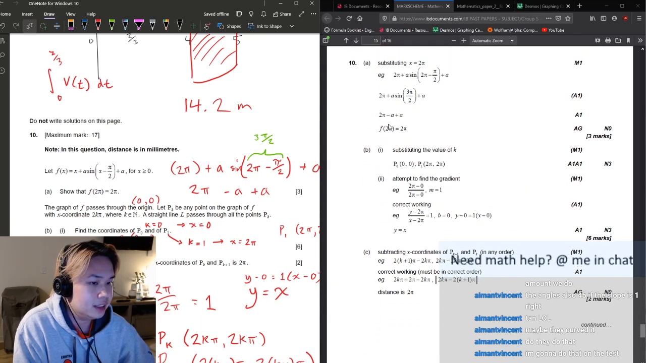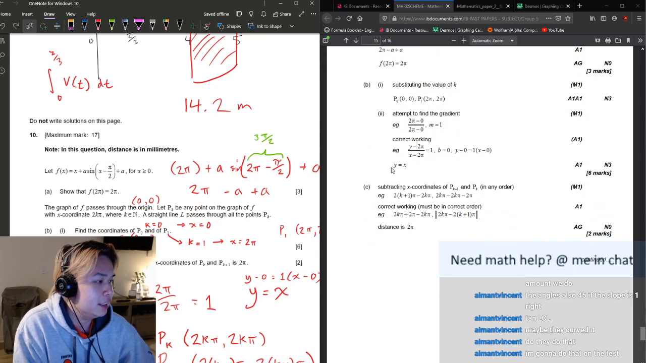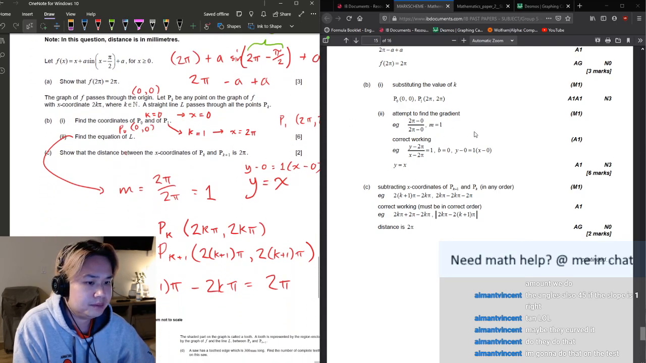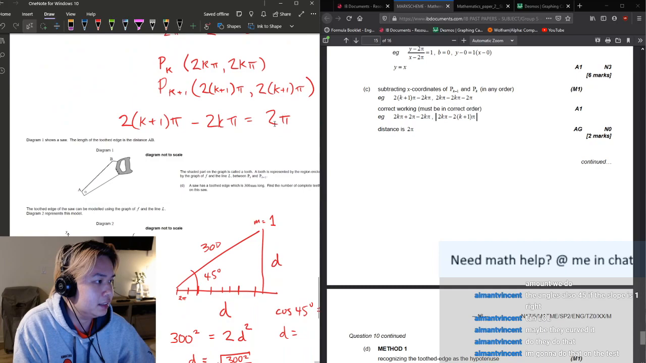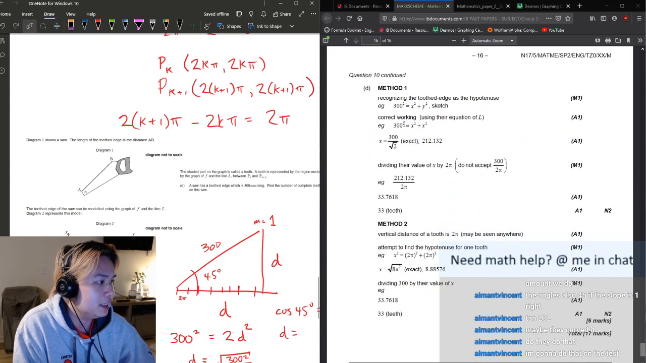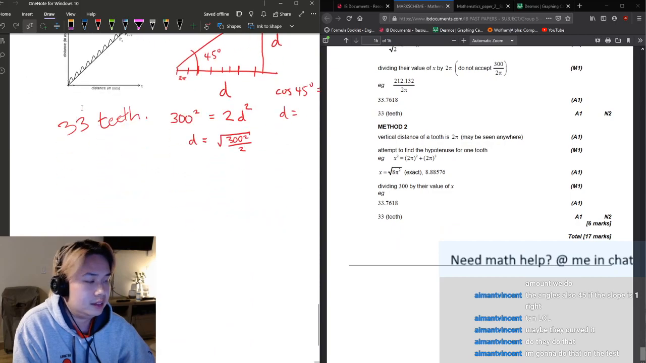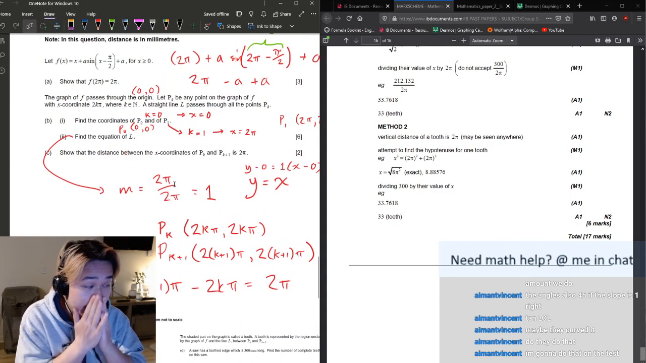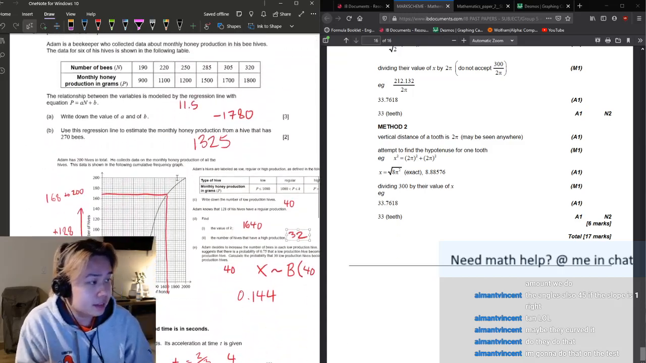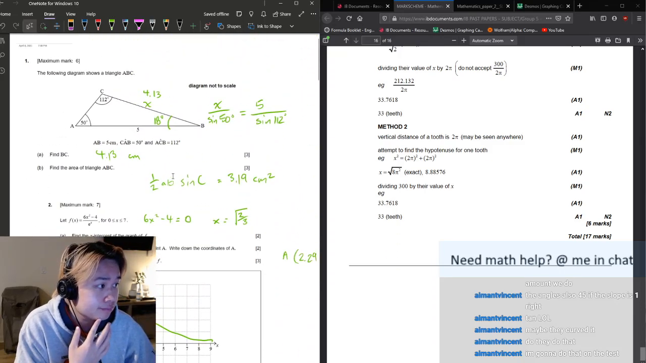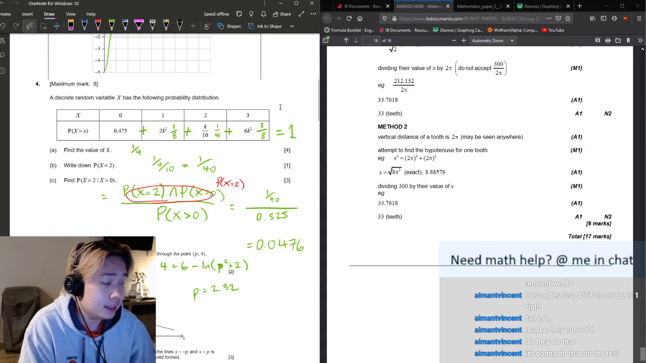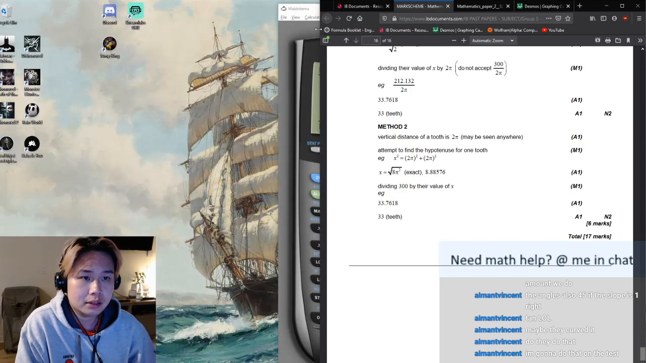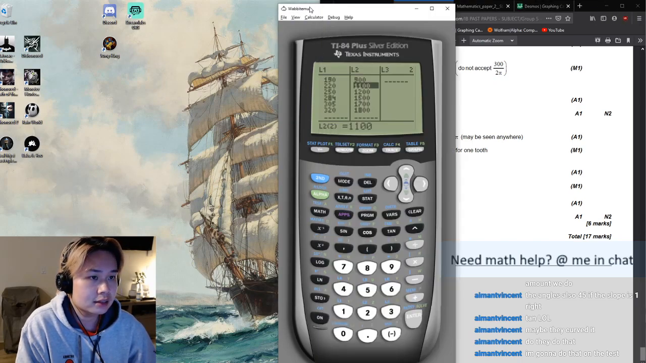14.2. Okay, this one was a showing one, so that's easy. Y equals X, I have that right here. And then the distance is 2 pi, that's easy to show. And then blah blah blah, teeth, 33 teeth. Okay, not bad. Still got a 7. Still haven't gotten a perfect score yet. Mostly due to silly mistakes. But that's fine with me. Very weird test, and I feel very bad for the grad class of 2017, because that sucks.